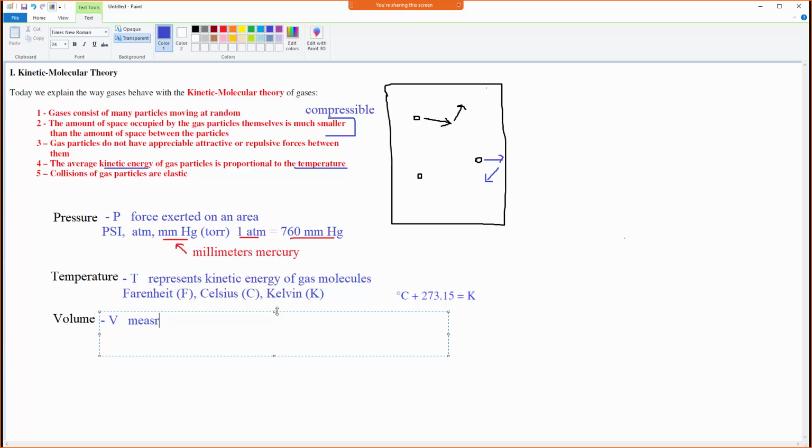Volume is a measure of total space occupied. Your standard unit for volume is the liter, but you can also see milliliters. And of course, there are also the standard American units like gallons and quarts, but we're not going to touch on those in this section at all.